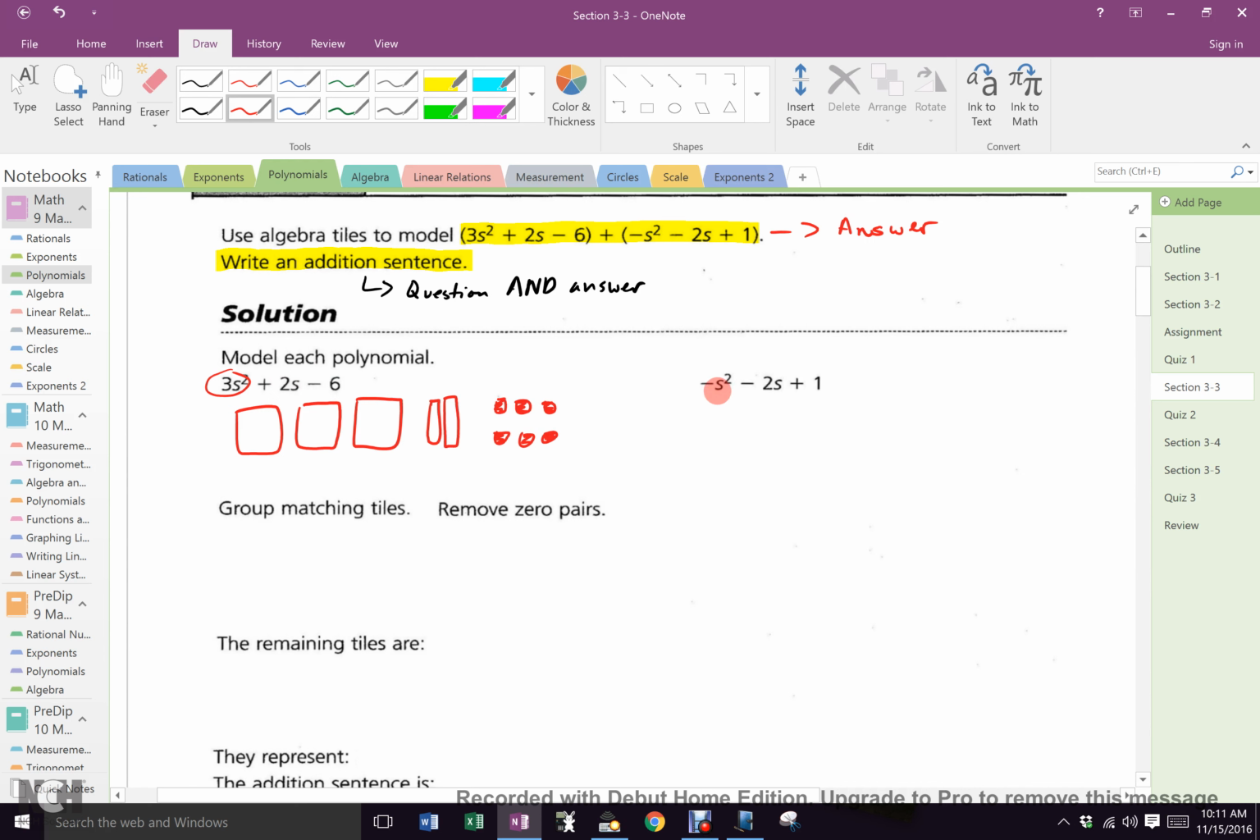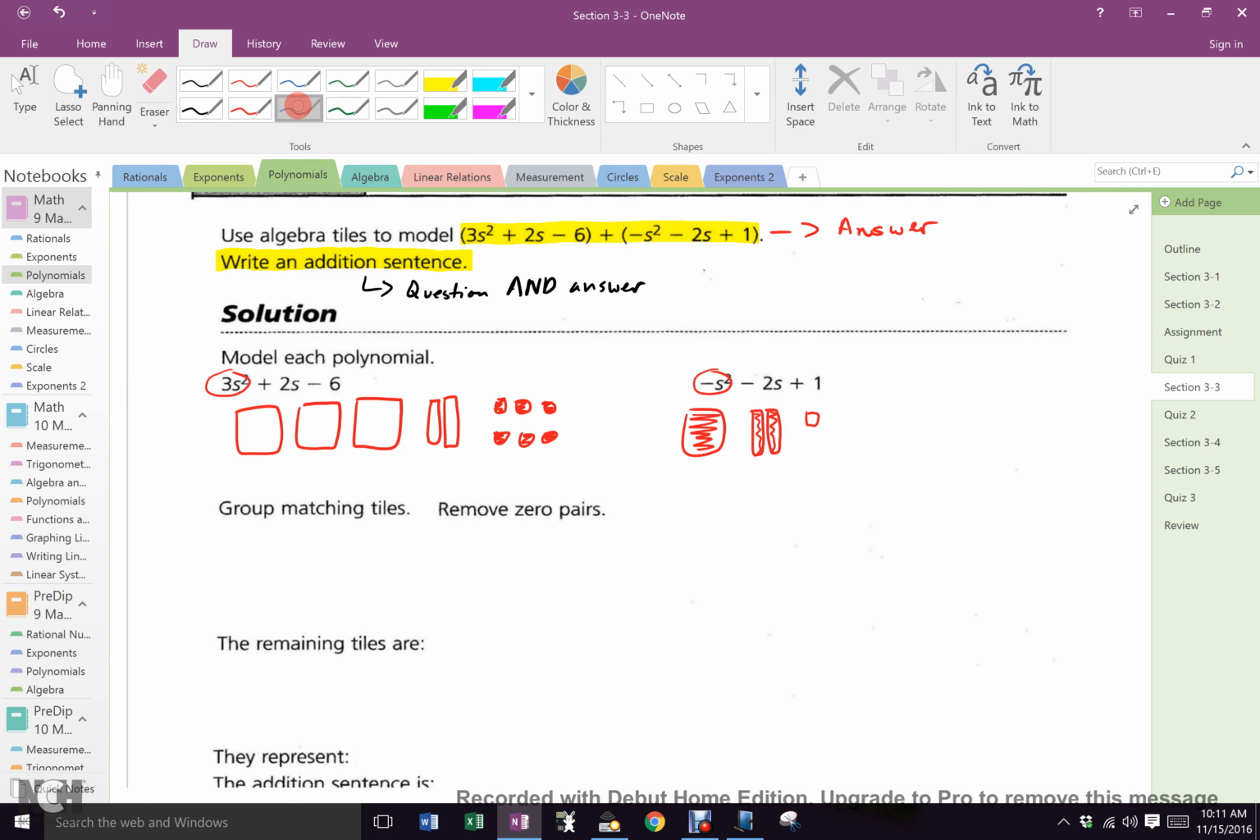Now let's draw this guy. How do I draw this? One big shaded. How do I draw this? That would be two shaded bars. They're negative. And how do I draw this guy? One singular square. Okay. Are we good?